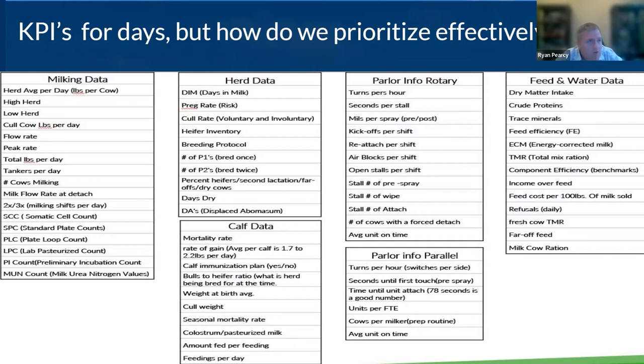In certain areas, or specifically with certain facilities that a dairyman may have, he may have to emphasize some of those KPIs higher than a dairy maybe even down the street or in a different area, where they're not necessarily beholden to that just because of the design of the facility itself.